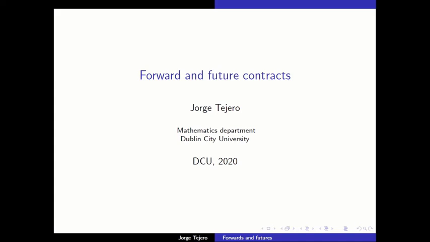Hi, today we talk about forward and future contracts. These are two financial instruments that allow us to lock in a purchase of an asset in the future. We're going to begin the lecture with forward contracts.